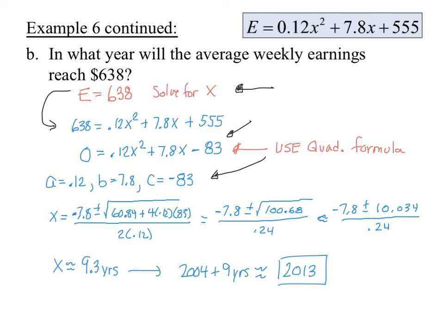0.24, and that's approximately negative 7.8 plus or minus 10.034 divided by 0.24, which gives us approximately 9.3 years, which we'll just round to 9, and we add it to 2004, and we get the year 2013.